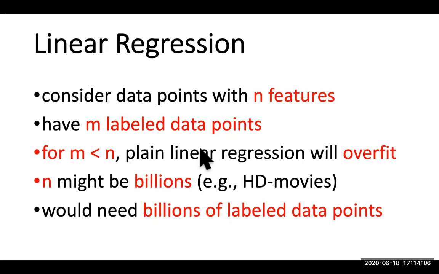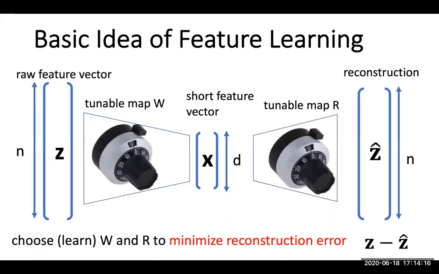So what you can do is work on this n here. You can reduce the number of features, and you can do that using feature learning methods. Okay, so here's the basic idea of feature learning methods. And this basic idea is quite simple and intuitive.